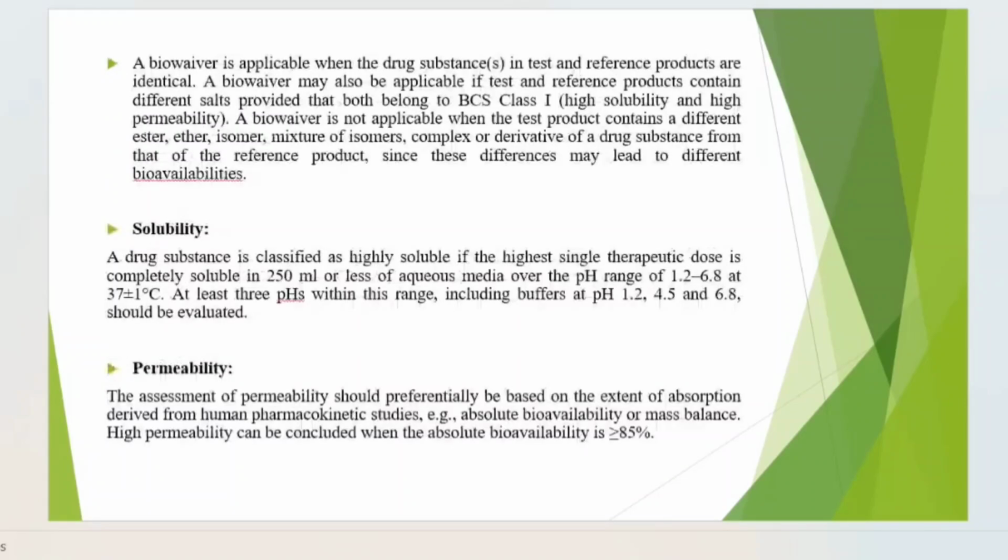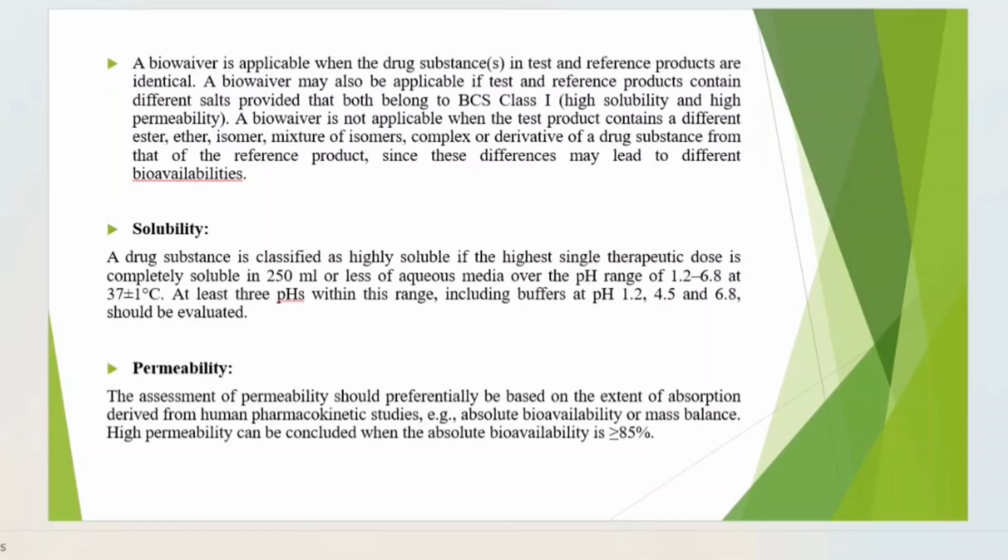A biowaiver is applicable when the drug substance in test and reference product are identical. So this is obvious. A biowaiver may also be applicable if test and reference products contain different salts, provided that both belong to BCS class 1, high solubility and high permeability. A biowaiver is not applicable when the test product contains a different ester, ether, isomer, mixture of isomers, complex or derivatives of drug substance from that of the reference product, since these differences may lead to different bioavailability.